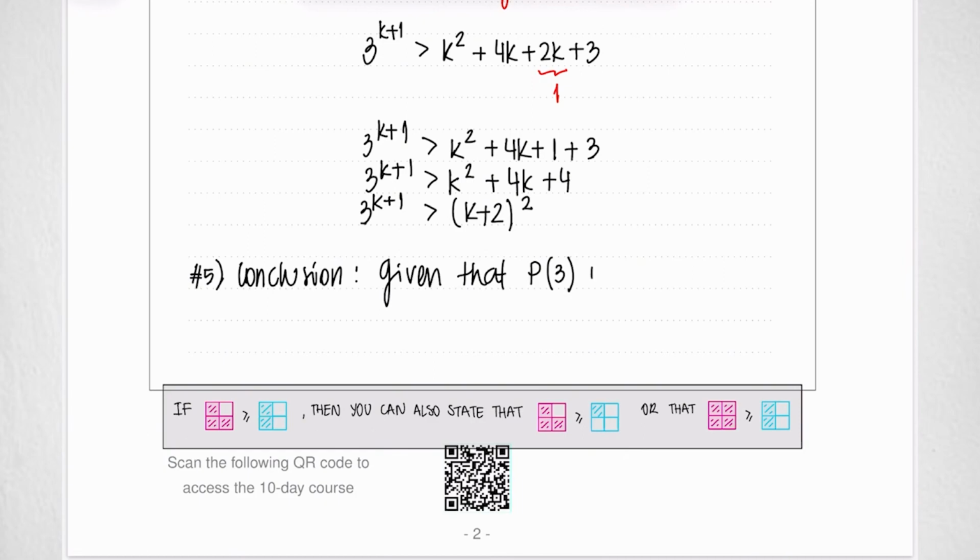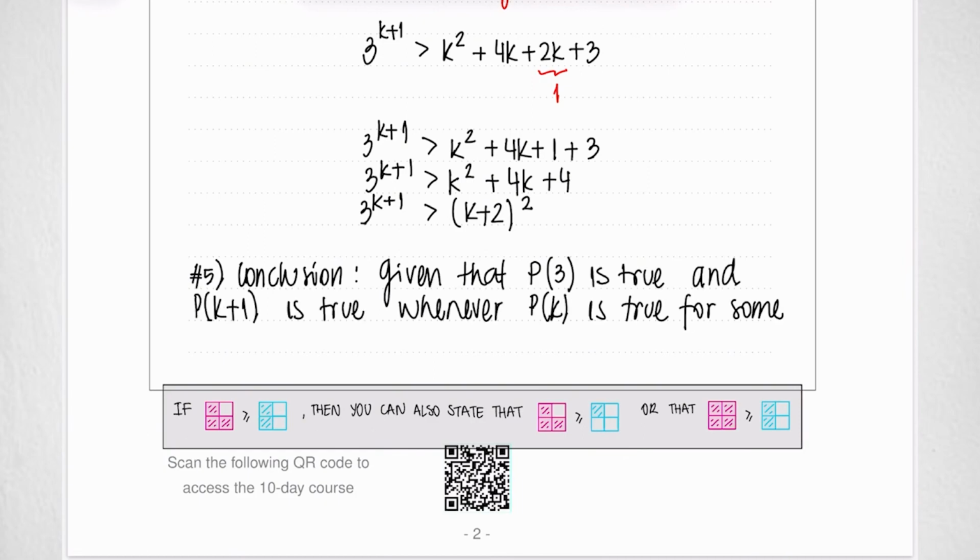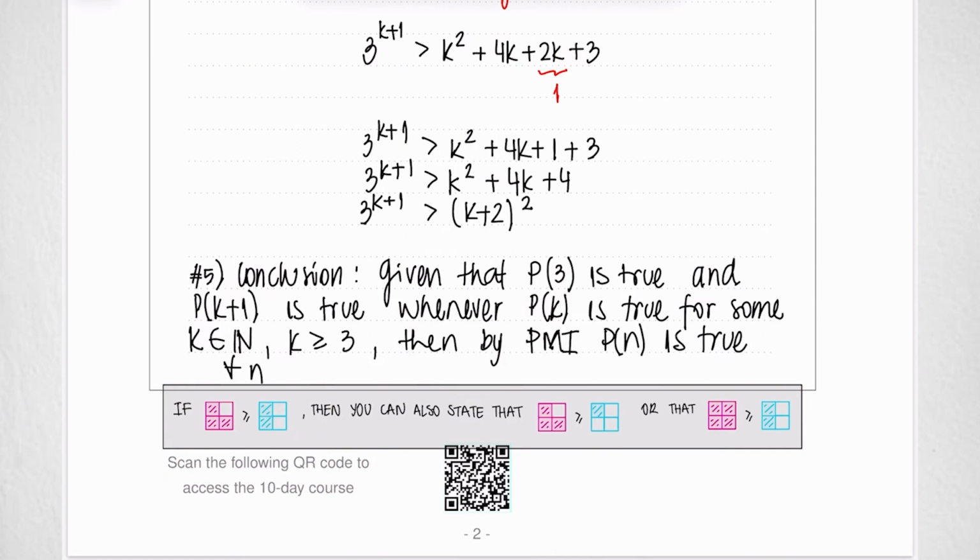Given that p of 3 is true and p of k plus 1 is true whenever p of k is true for some positive natural number greater than or equal to 3, then by the principle of mathematical induction, p of n is true for all natural numbers greater than or equal to 3. And that's it. All right, so for exercise number 2, we have a polynomials question.